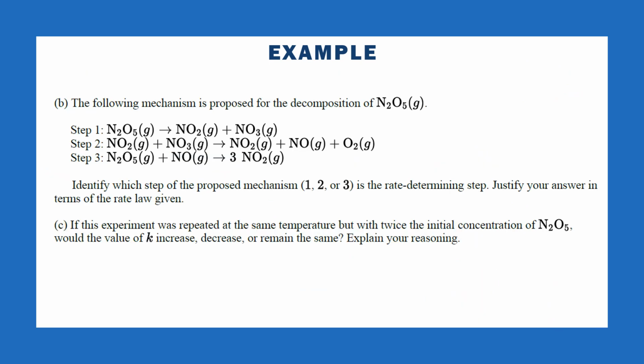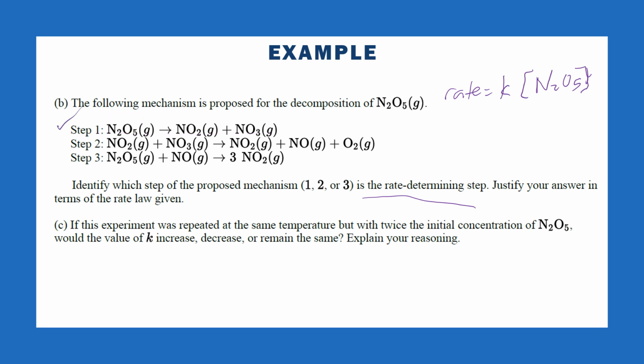Okay, so for this one, they give us the 3-step mechanism, and they want us to determine which one's the rate determining step. So let's look at the rate law that they gave us in the previous part: rate equals k[N2O5], and it was first order. So if the first step was the rate determining step, then you have just one N2O5, which is consistent.